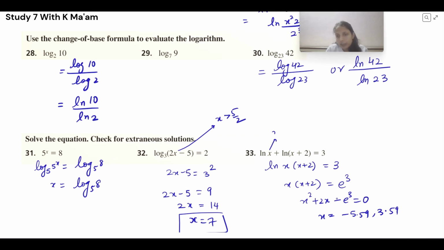Here, the domain of x should be greater than 0. Domain of x should also be greater than negative 2. So in total, your x value should be greater than negative 2 and greater than 0. So basically we have to check for a number greater than 0. This is the only number. Negative 5.59 is an extraneous solution. But 3.59 is our original solution.